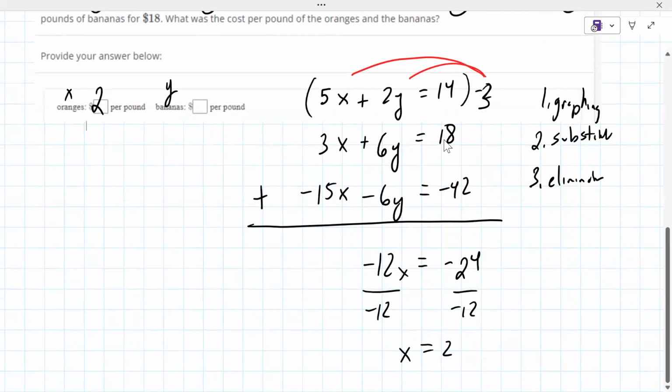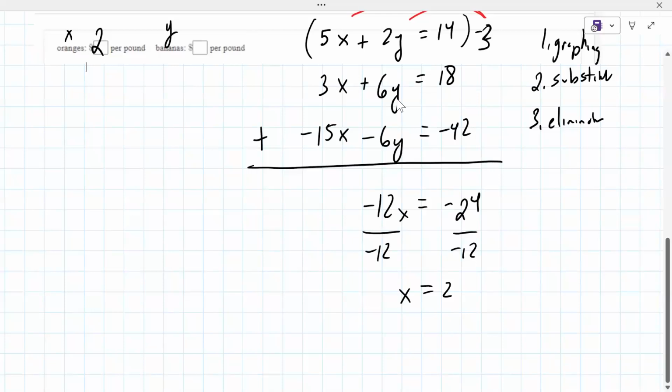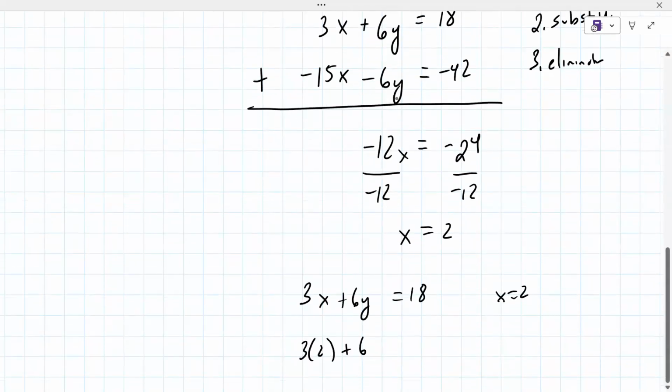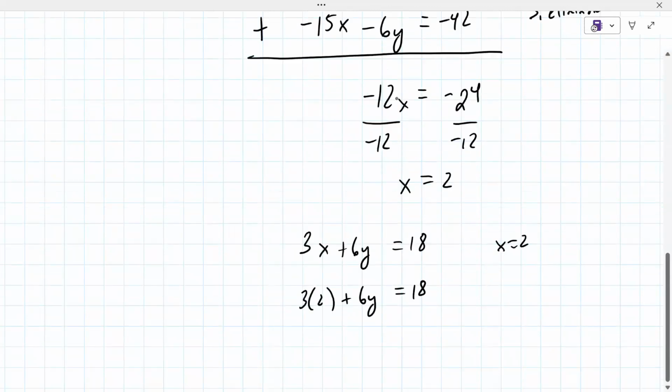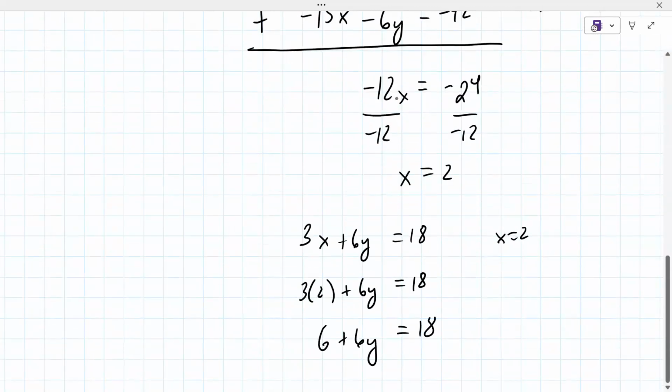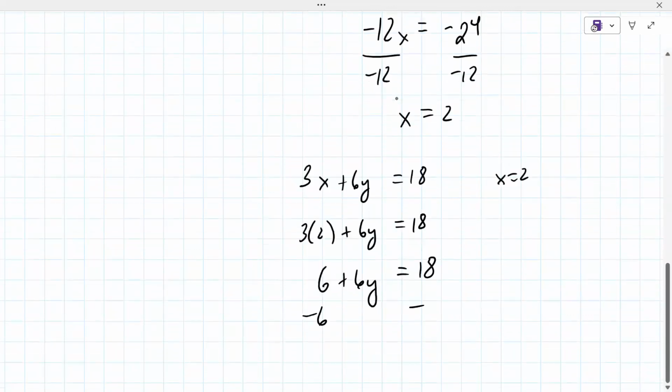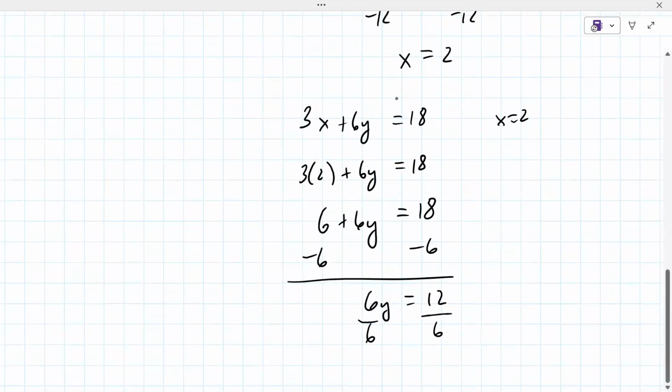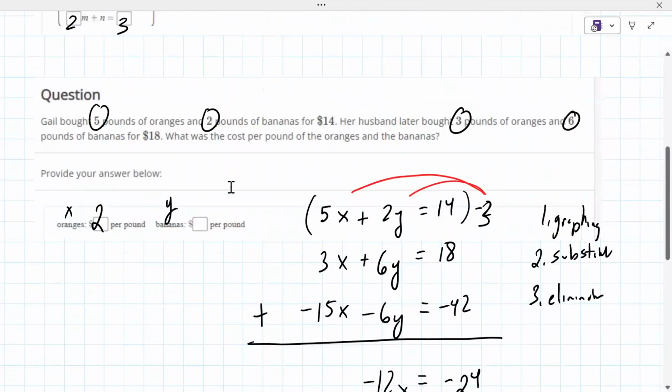To find y, you use one of the other equations. So I'm going to use that second equation. 3x plus 6y equals 18. X is 2, so I'm going to put 2 in for x. 3 times 2 is 6, plus 6y equals 18. I'm going to subtract 6 from both sides. 6y equals 12. Divide by 6, divide by 6, so y also equals 2, which is really expensive for bananas. Bananas are like 80 cents a pound or something. They're very cheap.